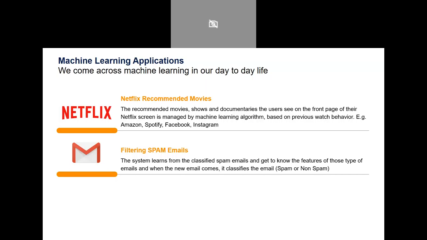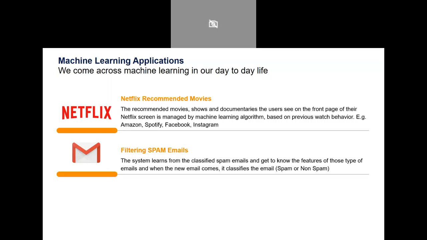The second application is filtering spam emails. I don't know if you have ever wondered how some emails automatically go into your spam folder. How is this happening? Purely, a robot is doing it behind the scenes. The Gmail system learns from its huge set of emails what characteristics a spam email has and what a normal email has. Based on this experience and the data sets it has, it automatically splits spam and non-spam emails for you.